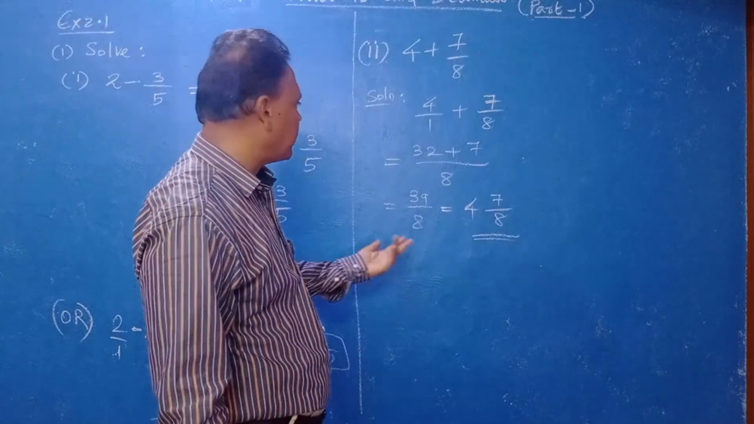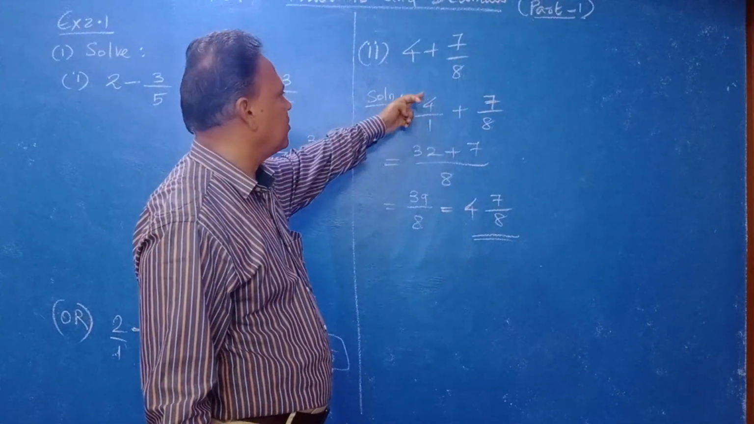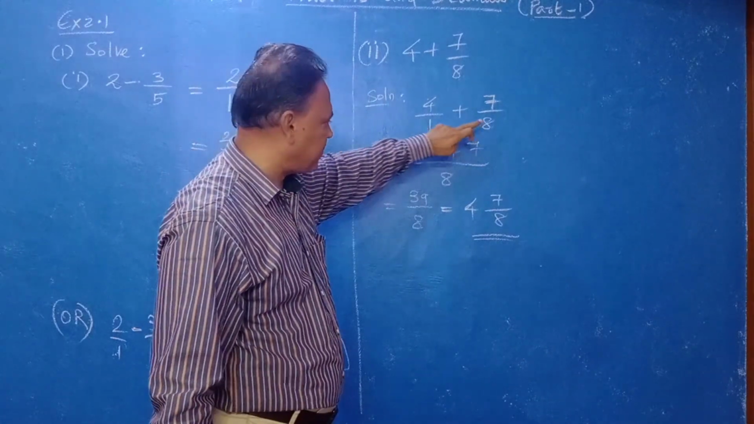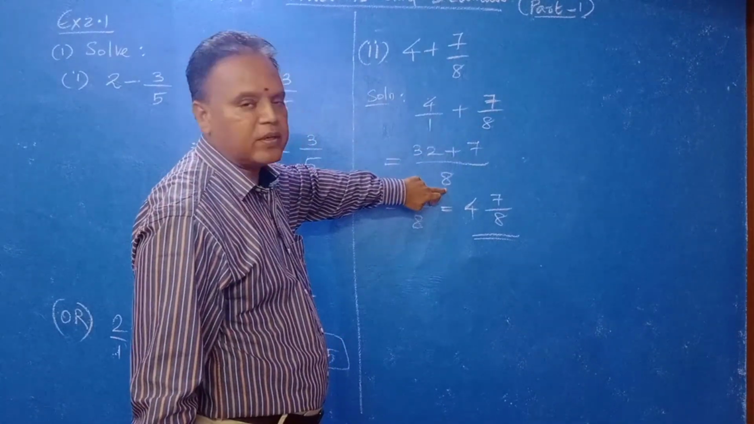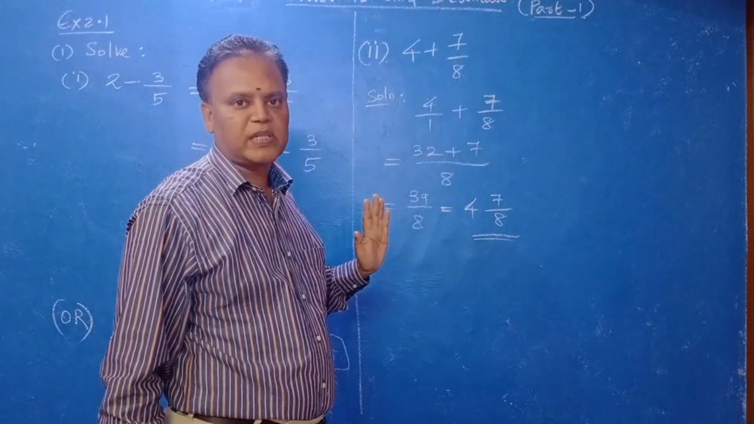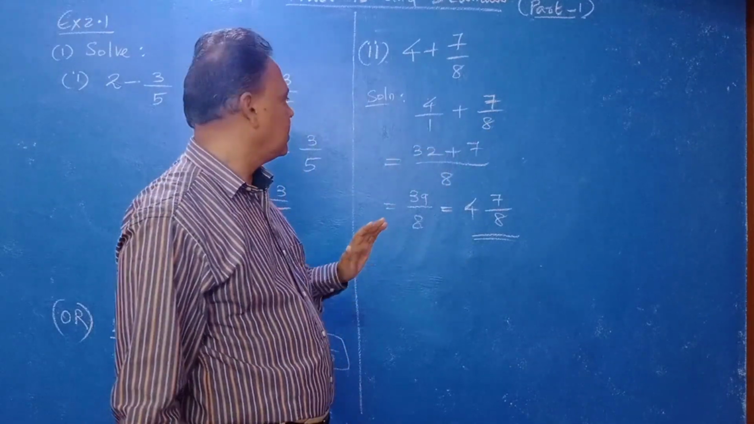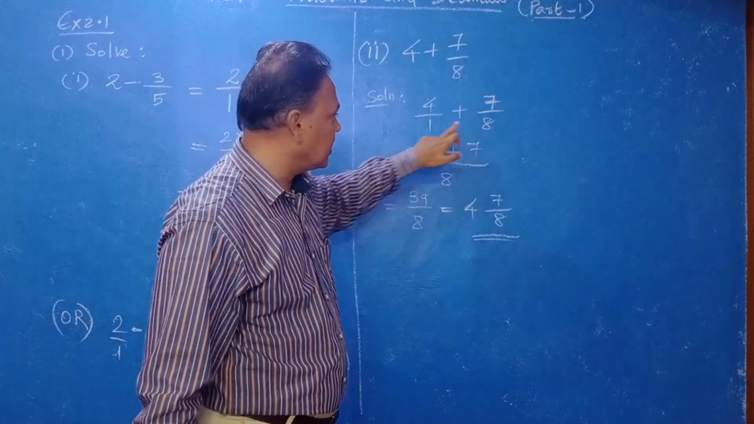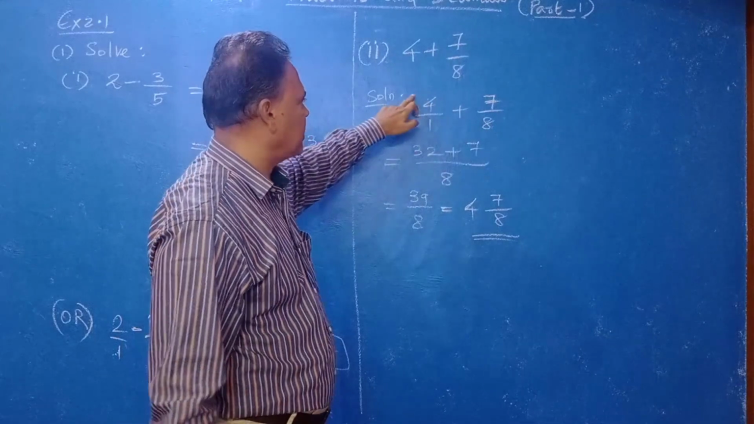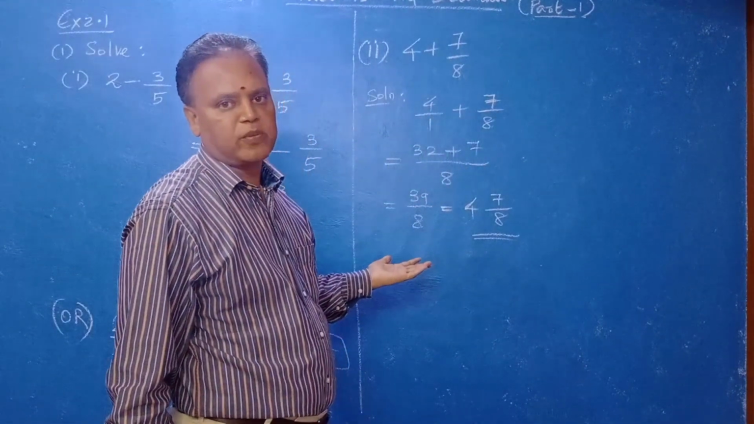Otherwise what you have to do? Same way, take this denominator and divide, then multiply this. Same only you will get. Take this denominator and divide, 1 into 7, 7. Like this you have to do. That is the actual method. But if there is no common factor in the denominators, just cross multiply, and easily you can do. That is the best method.